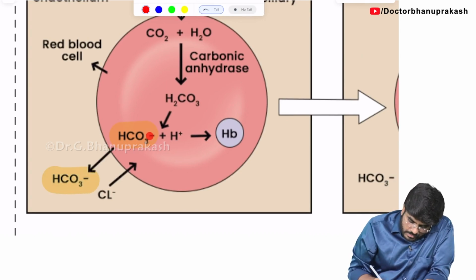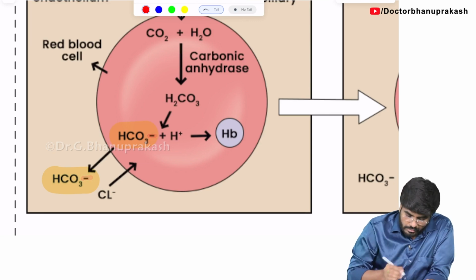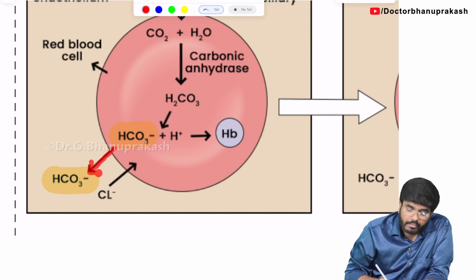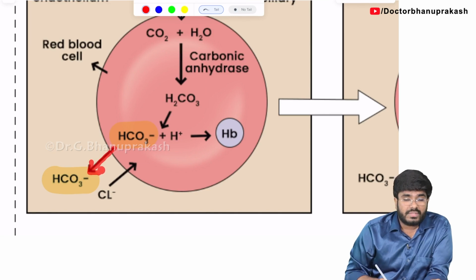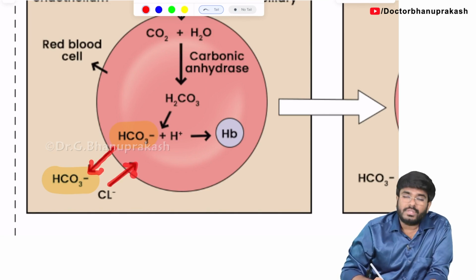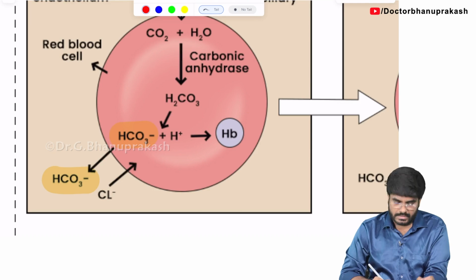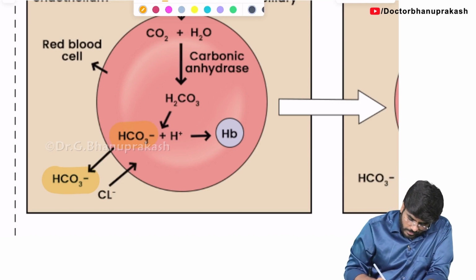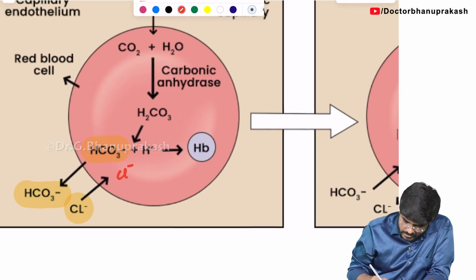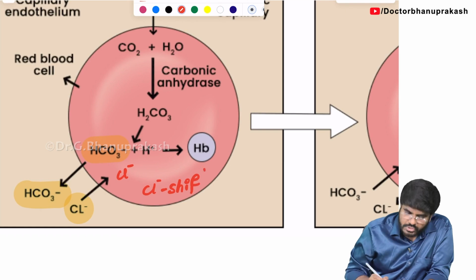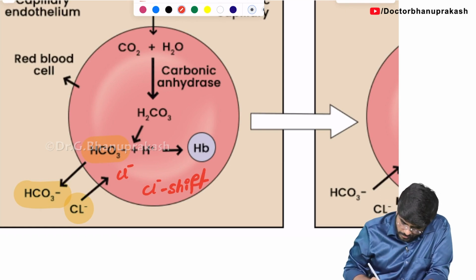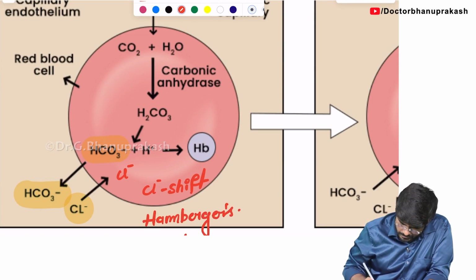For this exchange, if you want to send one negative ion, one anion, out of the cell, you have to bring one anion into the cell for electrical neutrality, for the balance. So who is coming in? Chloride is coming into the cell. So this is also called the chloride shift. It's a recent question asked in the exam. It's chloride shift, also called Hamburger's phenomenon.